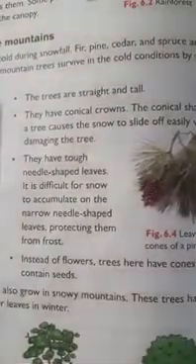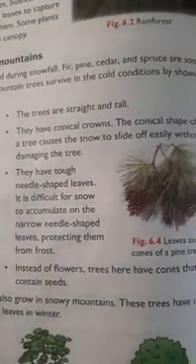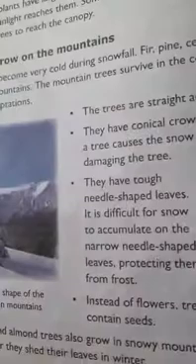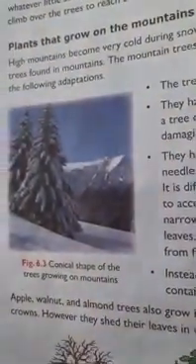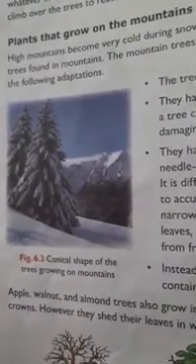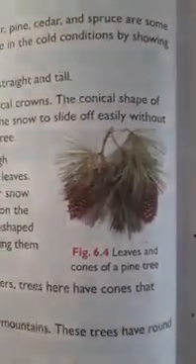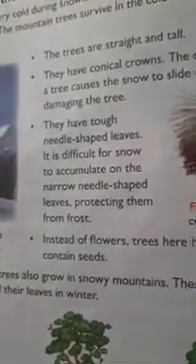Then they have tough needle shaped leaves. It is difficult for snow to accumulate on the narrow needle shaped leaves, protecting them from frost. Here we have seen the conical shape, which makes the snowfall slide away. Then the needle shaped thick leaves won't allow the snow to deposit on them. This is also one type of adaptation.